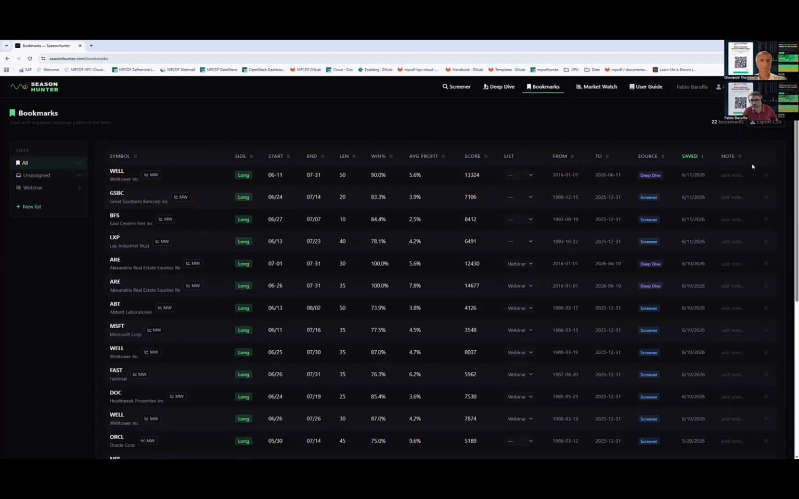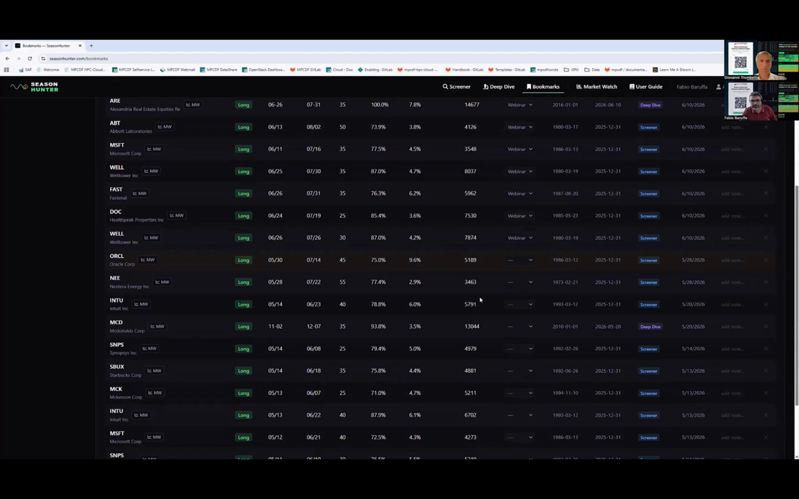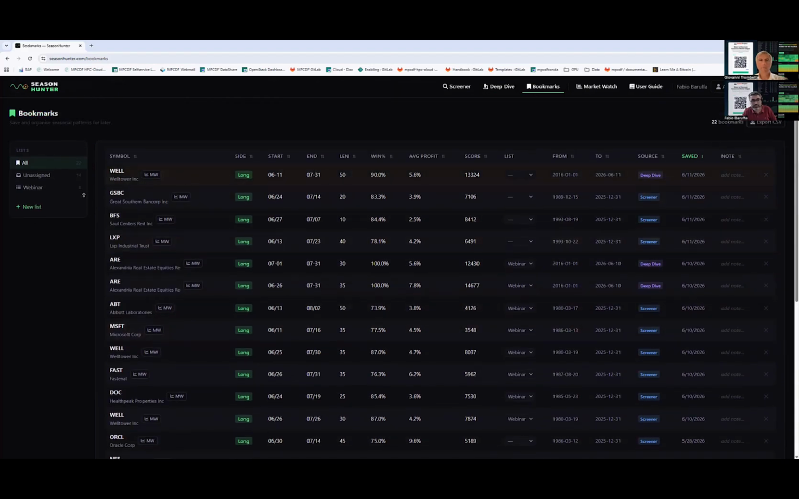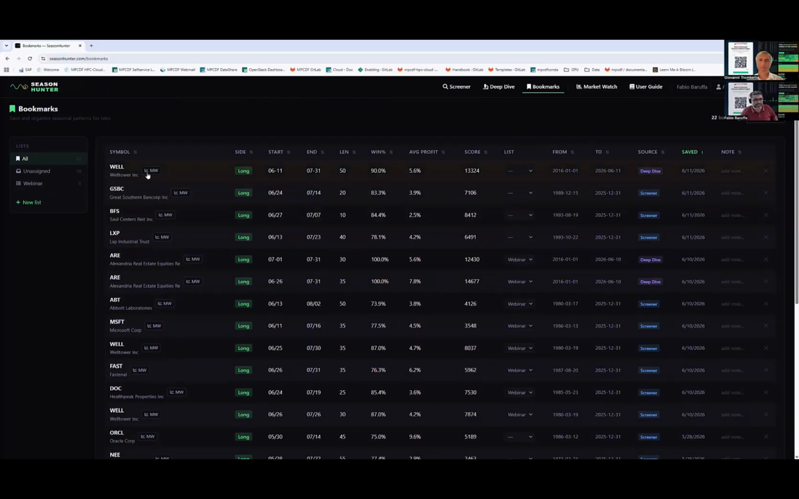In the bookmark we have the trades that I have saved. There are also some trades that I have been doing, some of the edges. You don't need to show too much, Fabio. No, what I don't want is to replicate your trading right now. Actually, those are the ones I selected. They're very strong, you can see. If you believe this is an edge, it's your own decision. Then we go to the market watch right now.